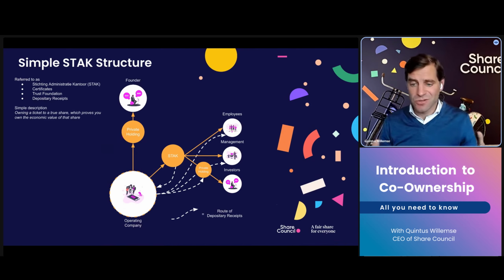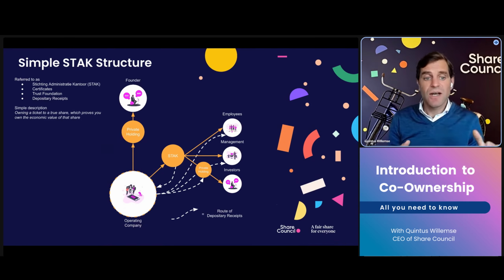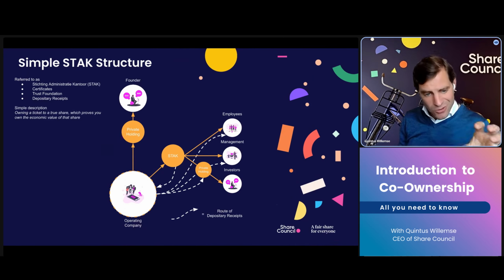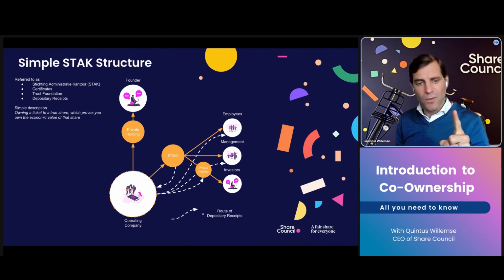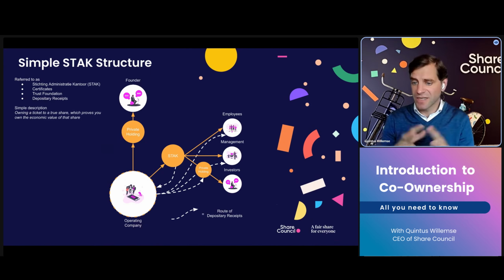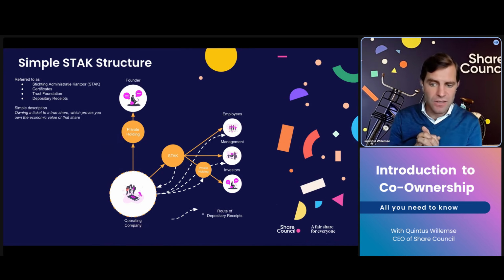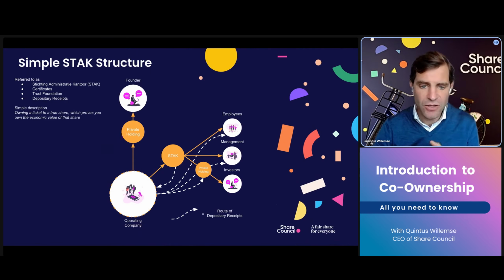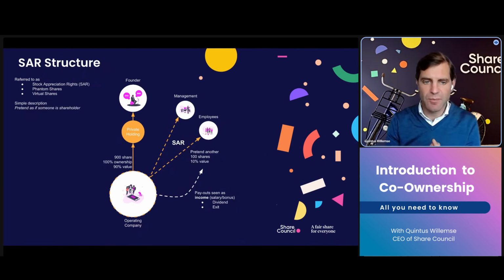Theoretically, you can also sell these depository receipts to suppliers or clients, and that's what Share Council does. Share Council, by the way, in this picture, would be a little bit different. That operating company would have only one arrow going out, and only to the foundation, because the foundation, in the case of Share Council, owns 100% of the company. Myself, as well as the founder, I own depository receipts of Share Council because it makes it way easier to move those things around.